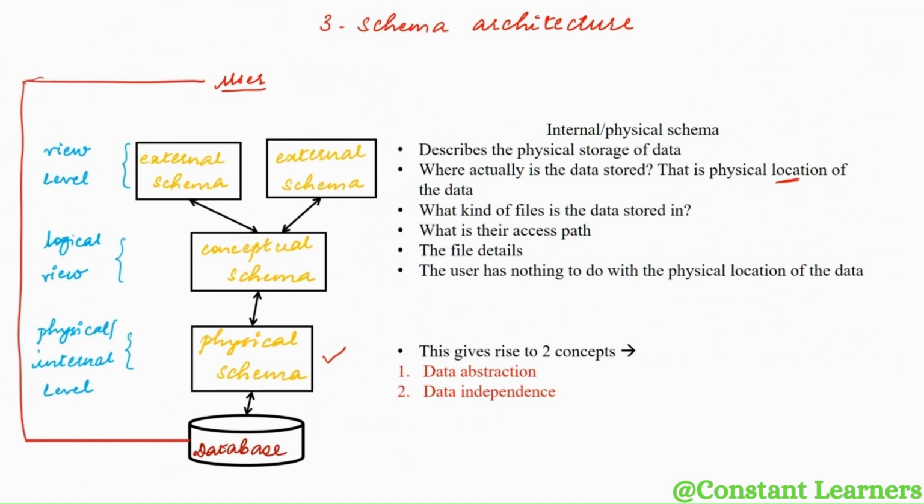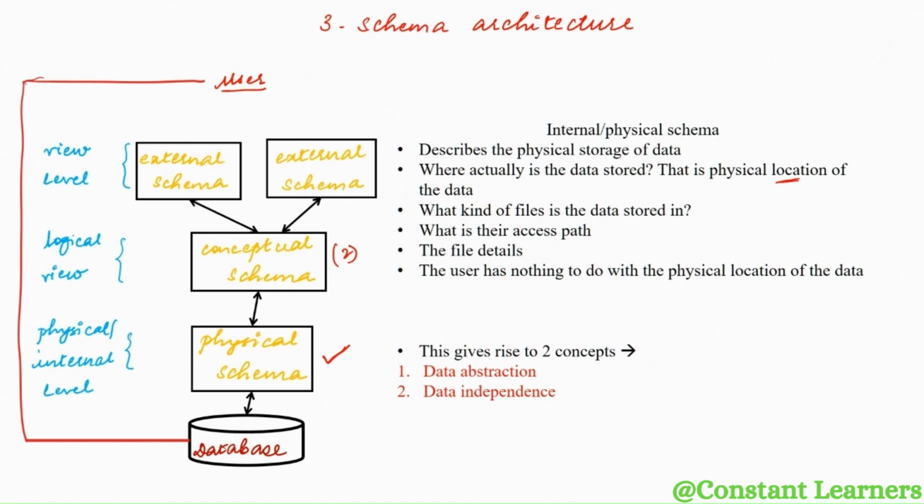So in conceptual schema, that is this one, the second schema, we were talking about the logical view of the data, right? That is, what kind of tables will be there, what columns will be there, what kind of data will be stored in each column. But in case of physical schema, we are actually talking about the physical location of the data, right?